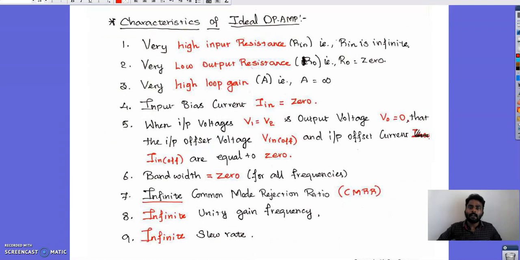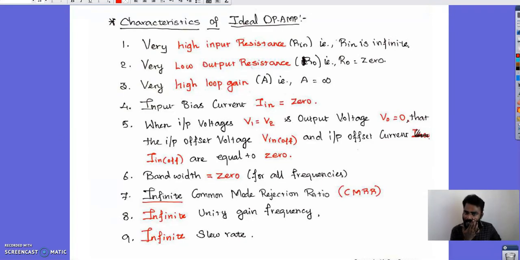And here are the characteristics of your ideal operational amplifier. It has very high input resistance and very low output resistance. That is, input resistance is infinite and output resistance is 0. It has high loop gain, A is infinity, and input bias current IB is equal to 0. When the input voltage V1 is equal to V2, then output voltage V0 will be equal to 0. Why? Because we know that it is doing the function of differentiation, so V1 minus V2 becomes 0. At this condition, the input offset voltage and the input offset current will be equal to 0.